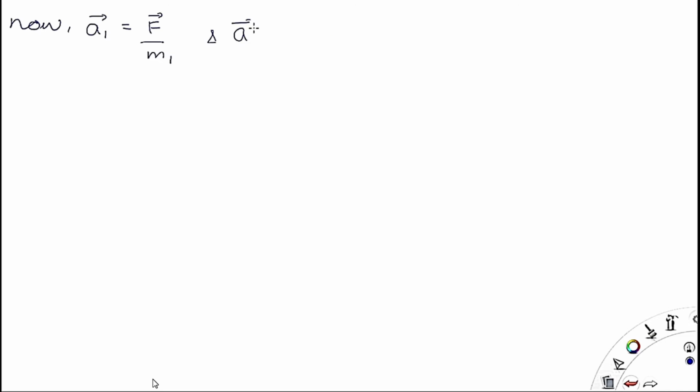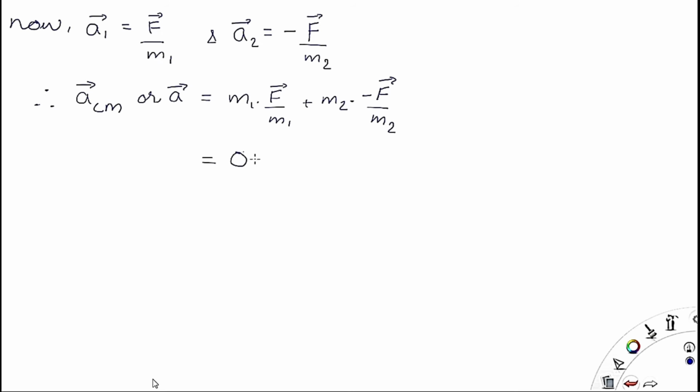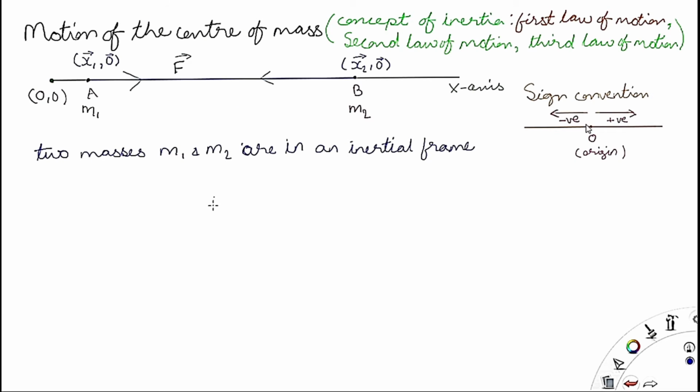Now A1 is equal to internal force F by M1, and A2 is equal to minus of F by M2. Why? Because the sign convention has been chosen this way. In this direction it's negative, and in this direction it's positive. So if you are moving to the right hand side it's positive, and if you are moving to the left hand side then it's a negative value.